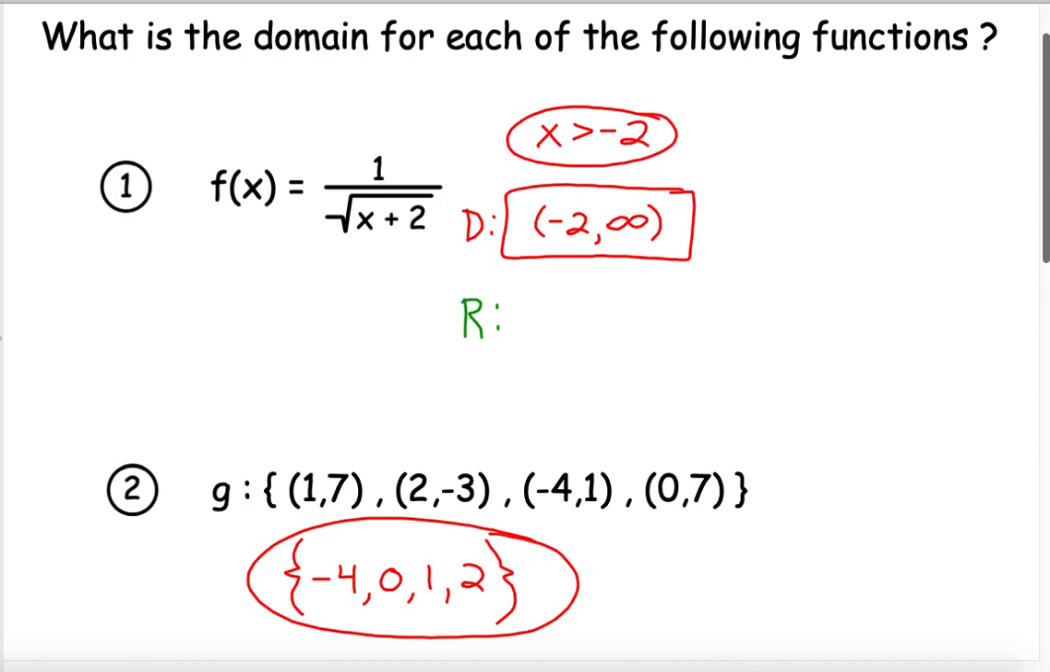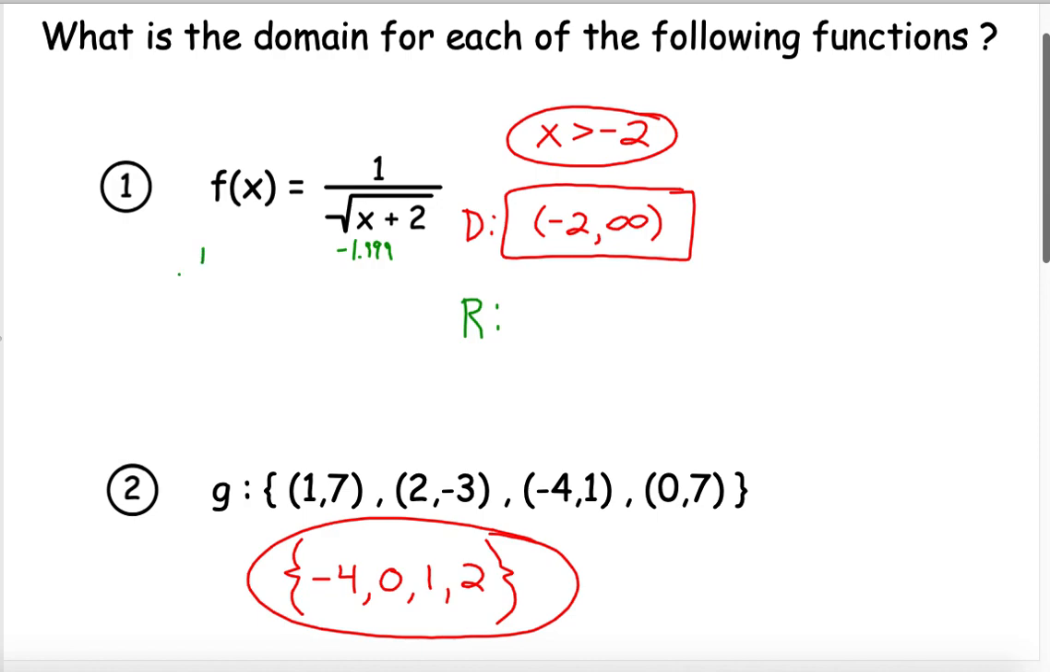Well, f of x is equal to 1 over the square root of x plus 2. So for the range, you could maybe graph this and look at the graph. That would make it easier to see. Or we could think, well, what numbers can we plug in? If I plug in a number really close to -2, like -1.9999, when I add 2 to that, I'm going to get a really small positive number, 0.0001.